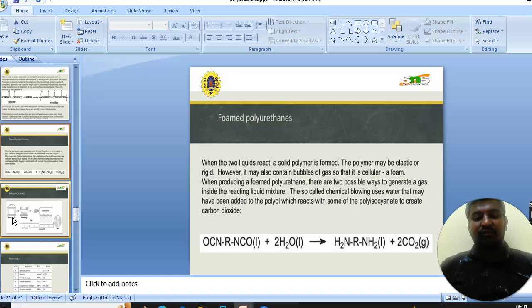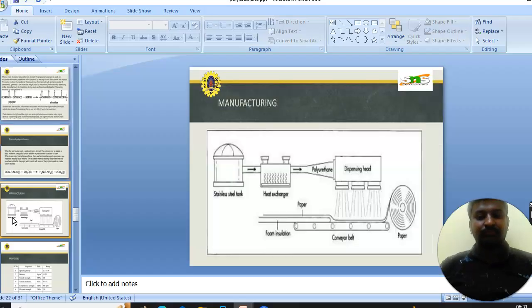When producing the foamed polyurethane, there are two possible ways to generate a gas inside the reacting liquid mixture. The so-called chemical blowing uses water that can be added to the polyol, which reacts with some of the polyisocyanate to create carbon dioxide. The manufacturing technique is shown in the figure.